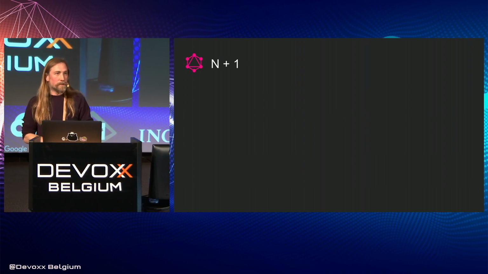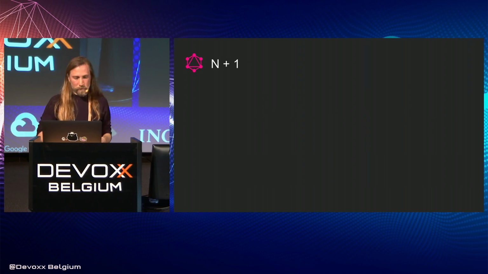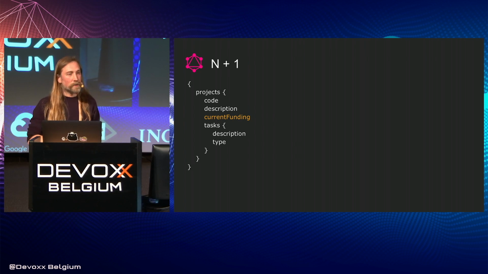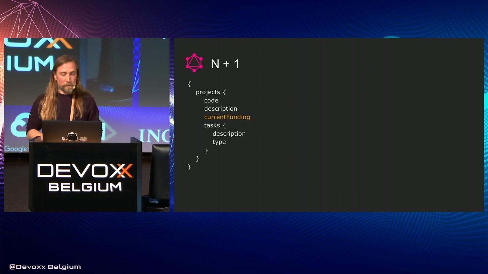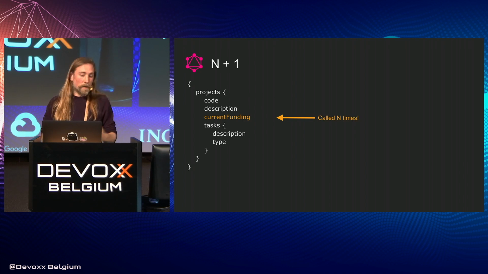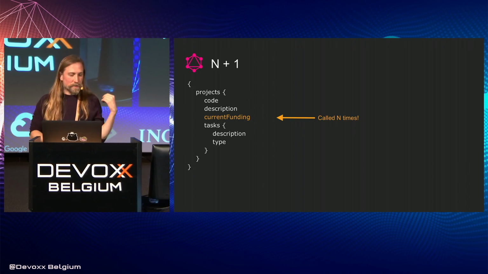N+1 is especially tricky in GraphQL. So remember how we had the current funding thing that talks to Kickstarter. So let's say this fetches all projects. It doesn't filter, it doesn't page, it just gets all the projects. So let's say we have 10 projects. And then for each we need the current funding, which means that 10 times we need to talk to Kickstarter to get the current funding. That's terrible. Each of these will be called n times, but an interesting one is the current funding because it talks to web.